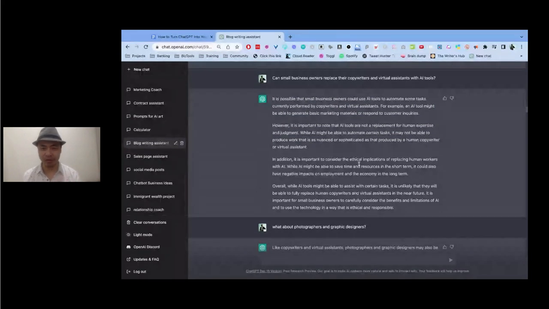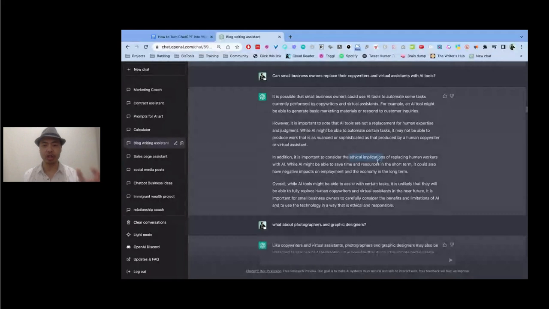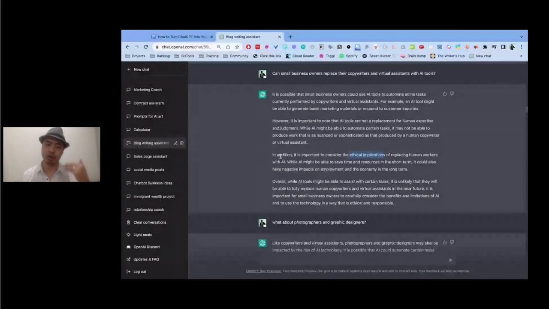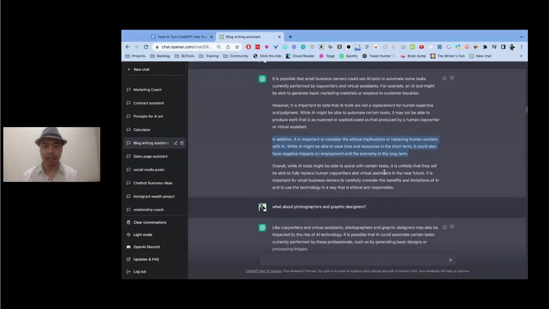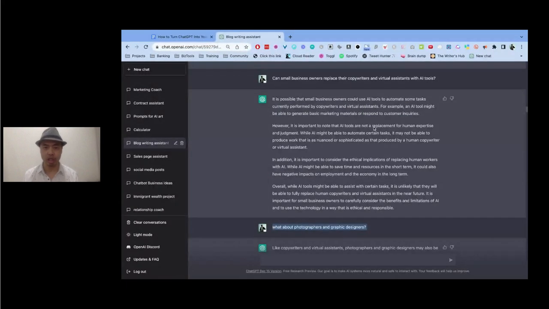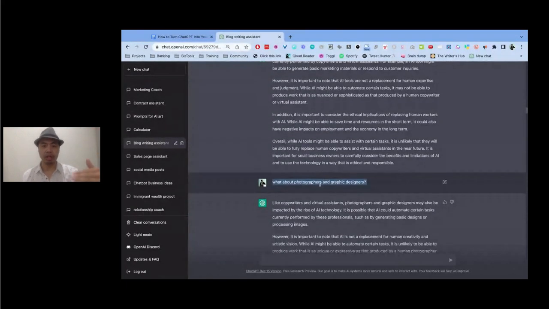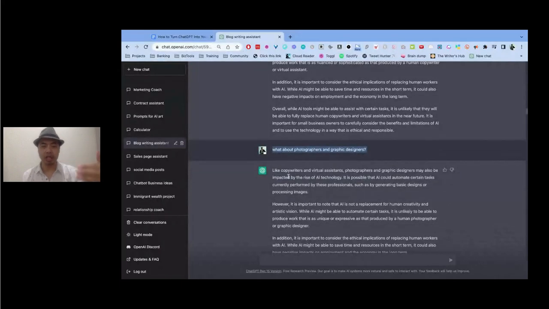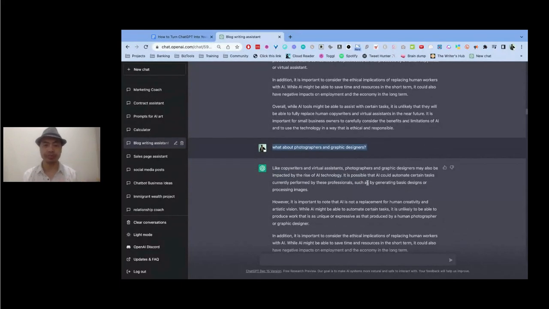And then it goes into things like ethical implications and these sort of things, which are really not the direction I wanted to go in with the article. But it's good to see that it's talking about that anyway. And then I asked, can you tell me more about, what about photographers and graphic designers? Okay, and then it basically took all the context above it and gave some answer in response to that question.